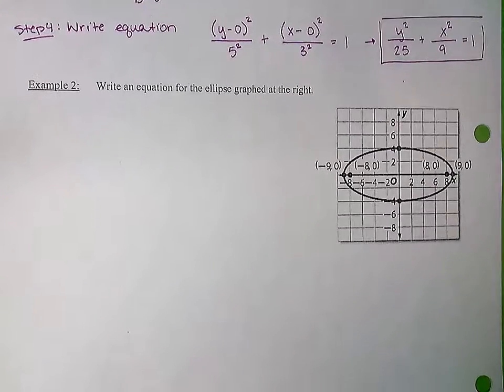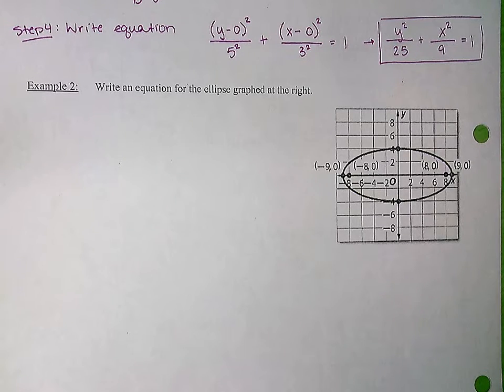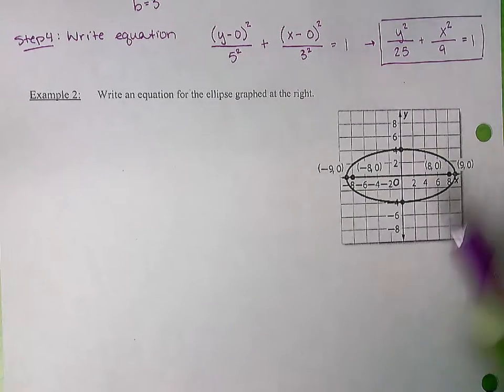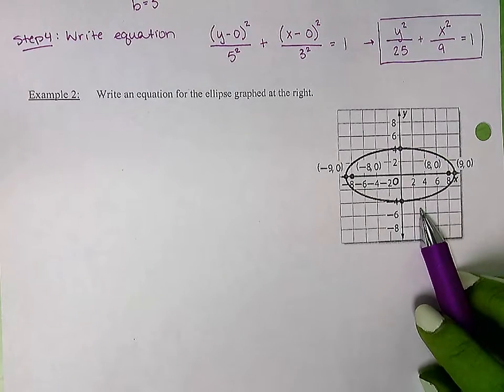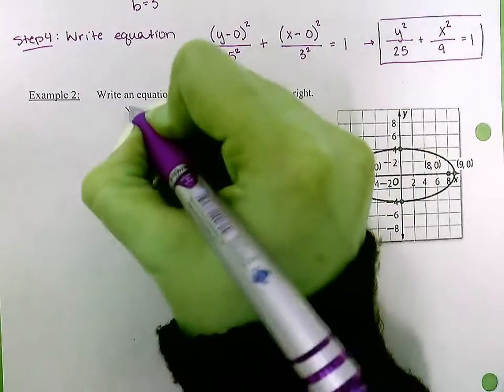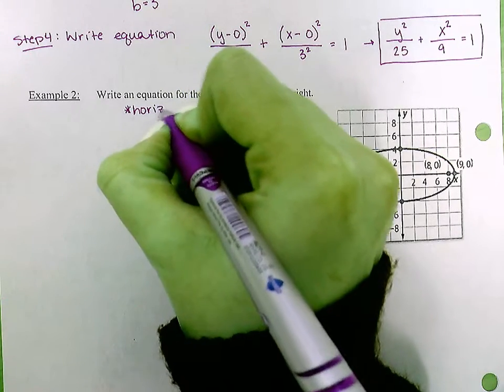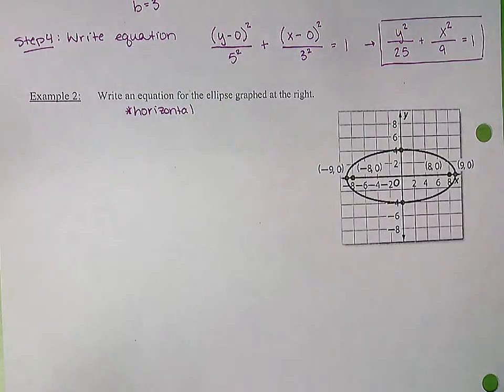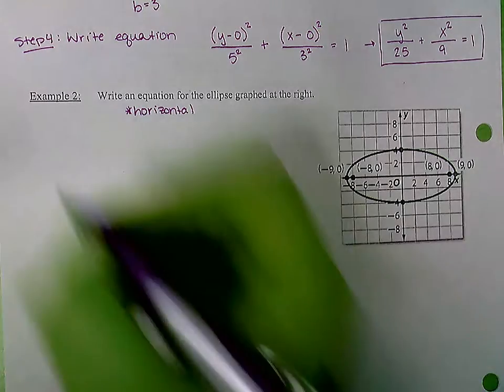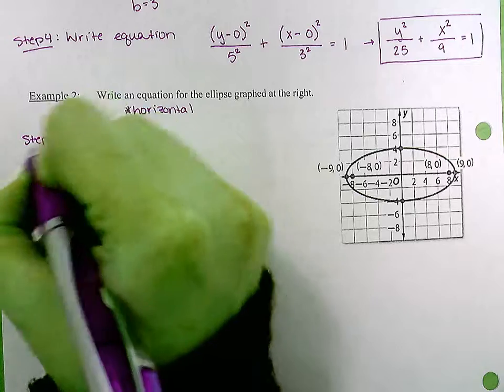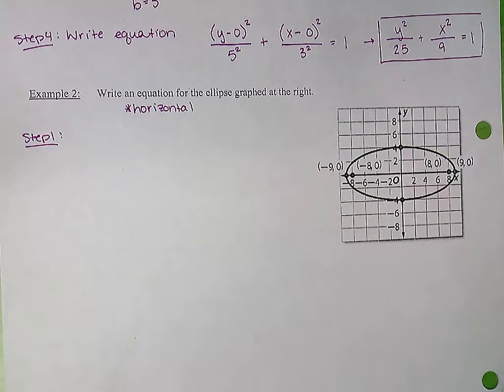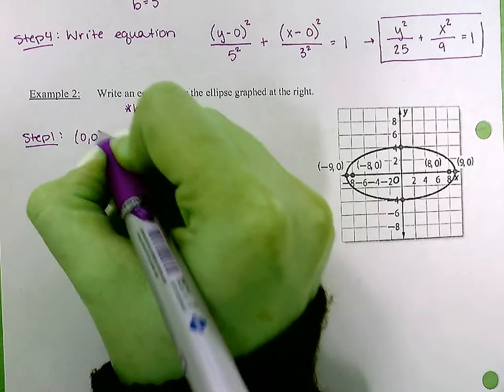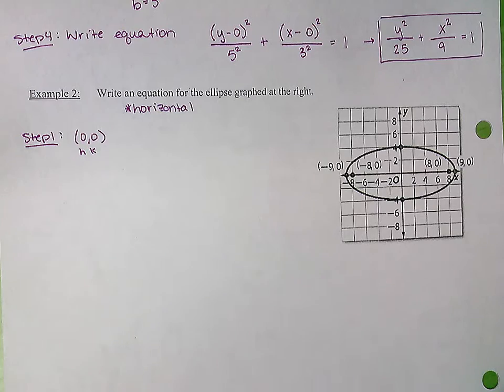All right, then we're going to do this last example here. This ellipse, vertical or horizontal? Horizontal. You always want to check which direction it is first so you know which equations to use. So this one is horizontal. My first step again is to find the center. Where's the center of this ellipse? 0, 0. That's your h and k value.